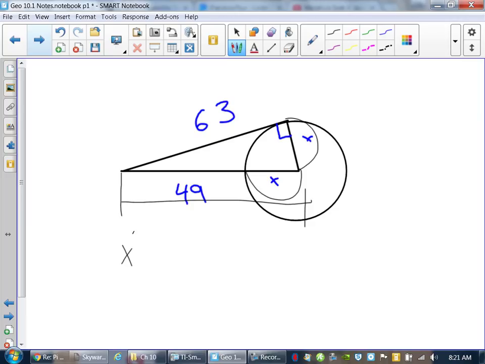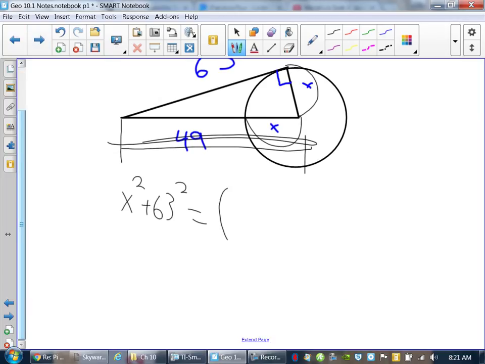We have x squared plus 63 squared is going to equal, well, what's this whole segment? 49. No, the whole segment. The whole thing. 49 plus x. Very good. And this is why I wanted to remind you guys about this idea of junk squared, because you will have to do this quite often. Don't kill puppies. You kill a puppy, the whole problem goes away and nothing works.